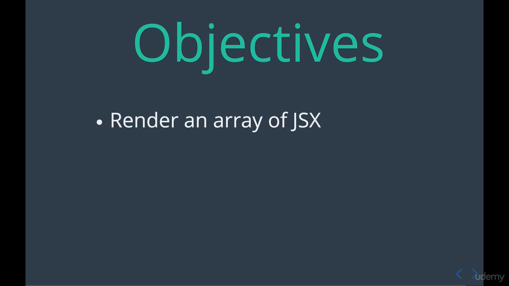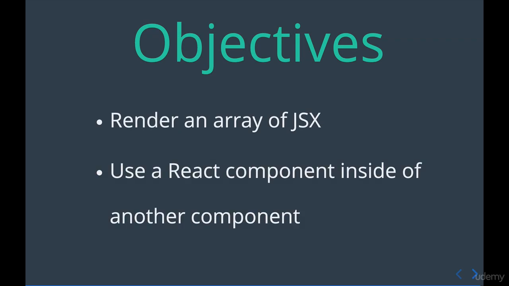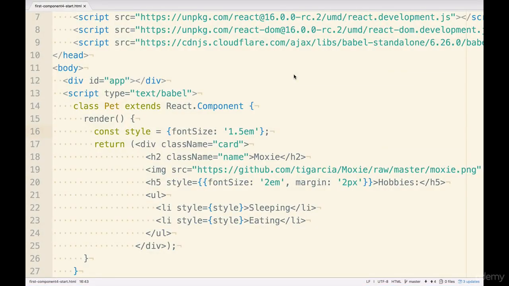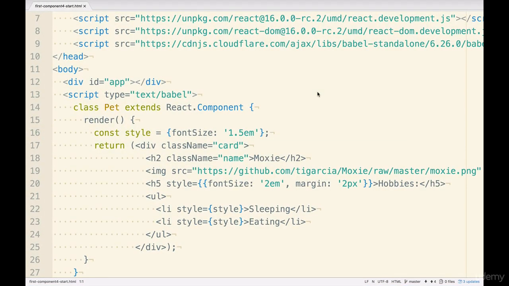First, we'll render an array of JSX, and then after that, we'll refactor it a bit to use a React component inside of another component. So let's get to some code. Here's our component from last time. Remember, it's a pet component. It's got a div, our name Moxie here, a picture of Moxie, and then a list of her hobbies.